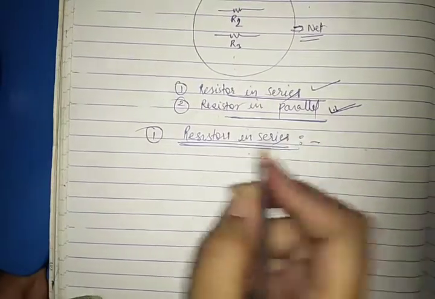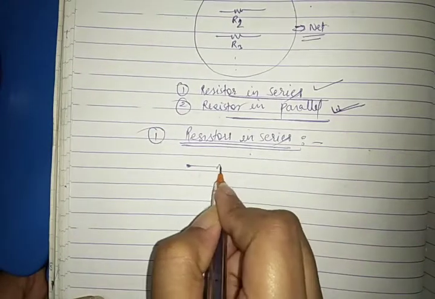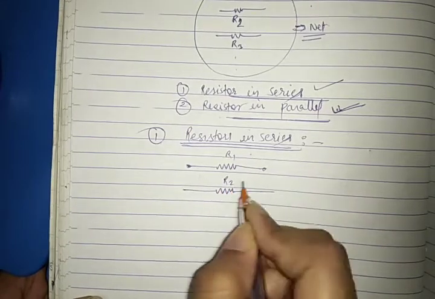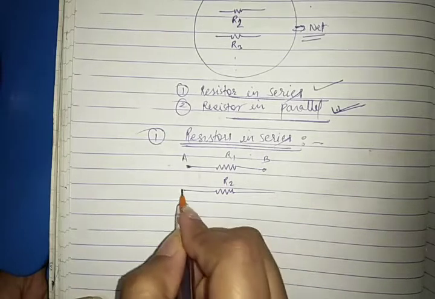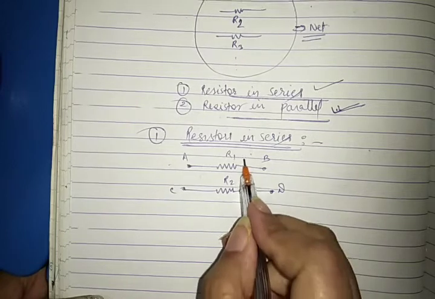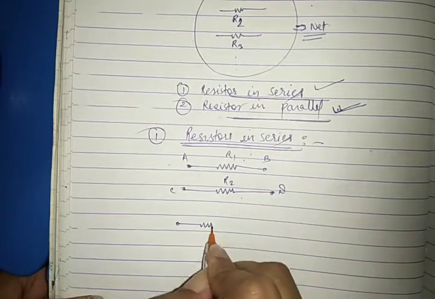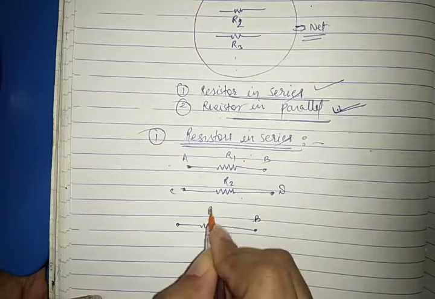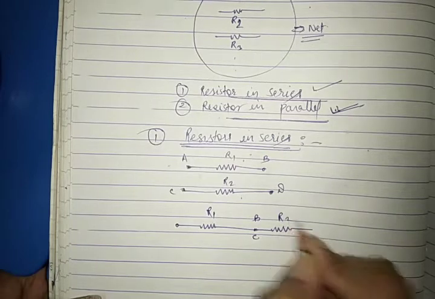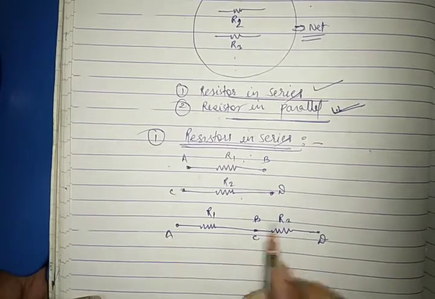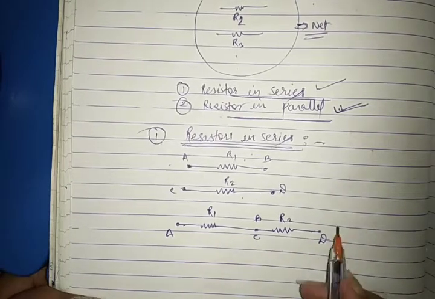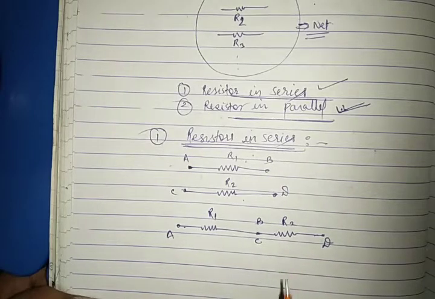Resistors connected in series means you have two resistors, R1 and R2. This is point A, this is point B, this is point C, this is point D. If you connect these two resistors in such a way that point B of resistor R1 is connected with point C of resistor R2, this kind of arrangement is known as series. You can see that these resistors are connected in series.